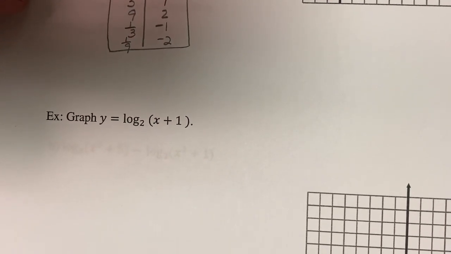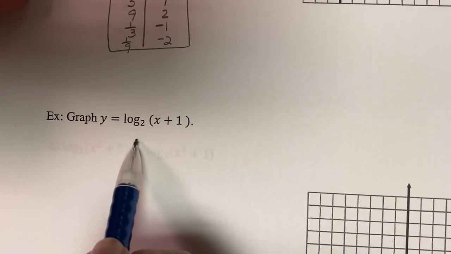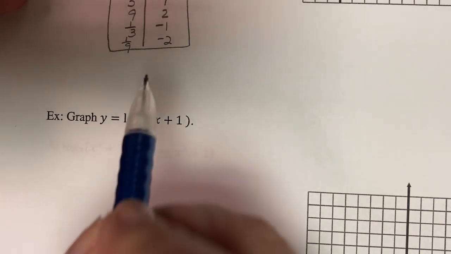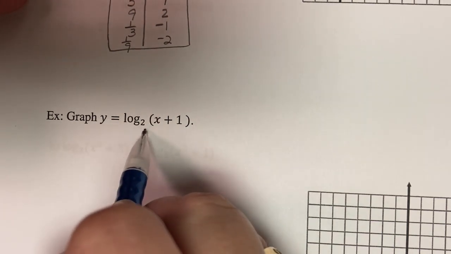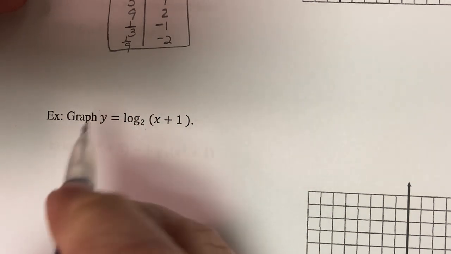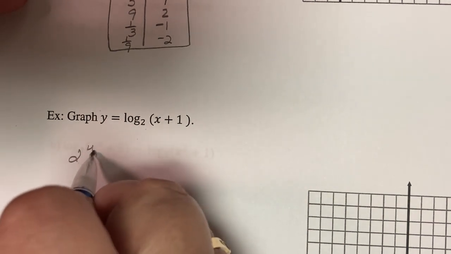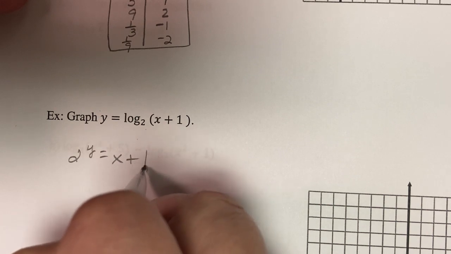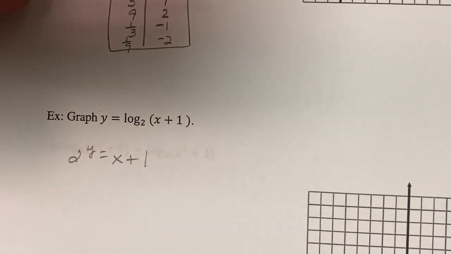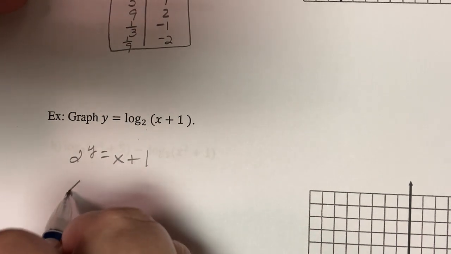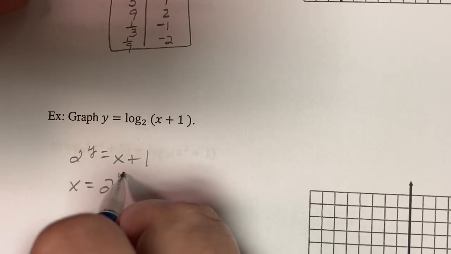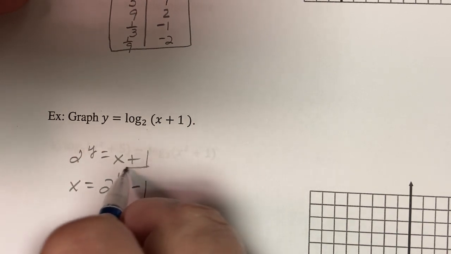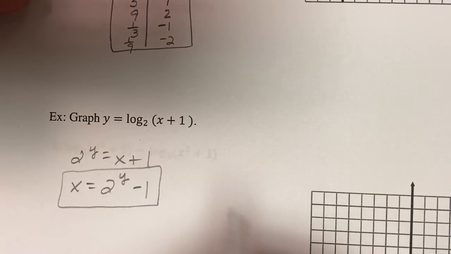Okay, we're going to do the same thing here. We're going to change this to its related exponential, and then we're going to do an XY chart. So its related exponential is going to be 2 to the y power is equal to x plus 1. And then we're going to get the x alone. So x is equal to 2 to the y power minus 1. So here's the related exponential.